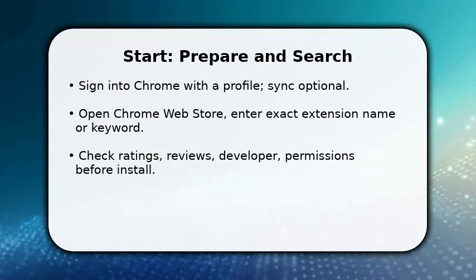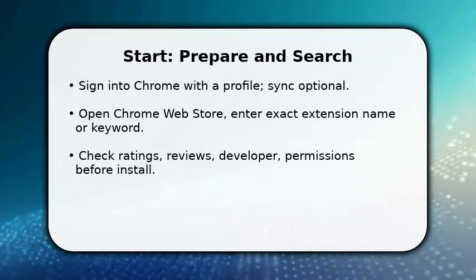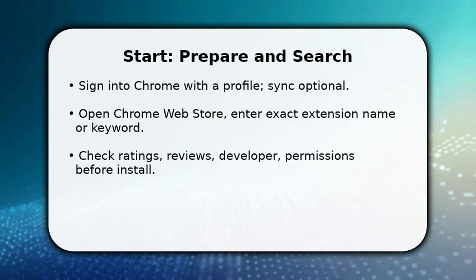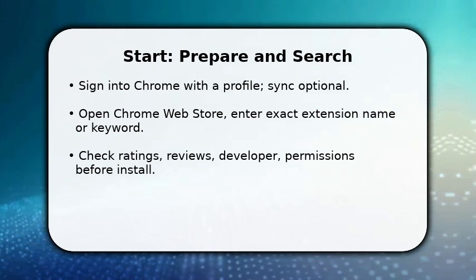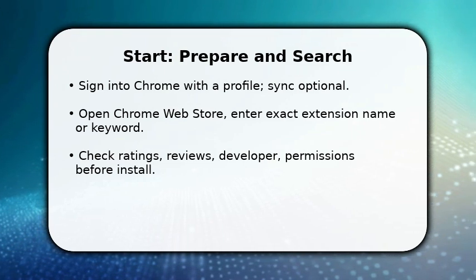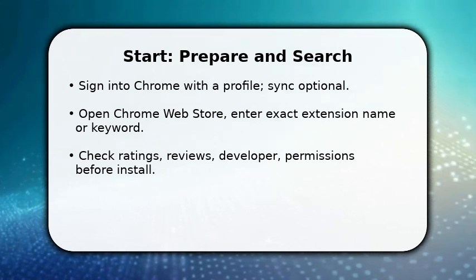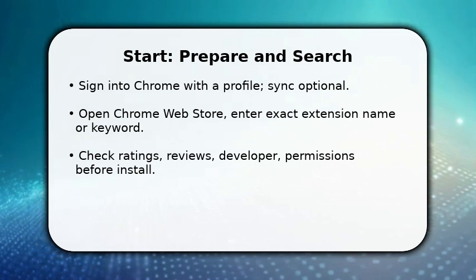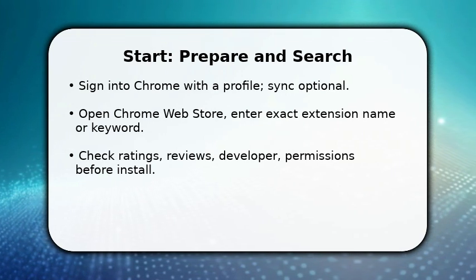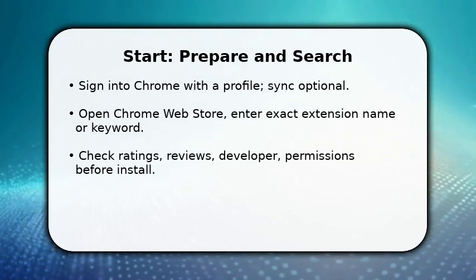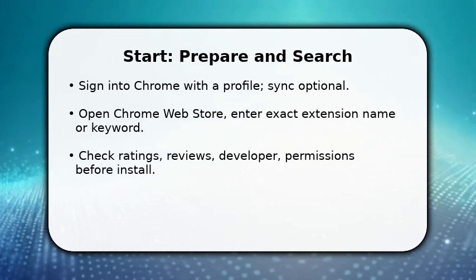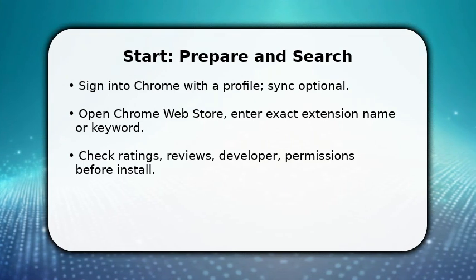You're ready to add an extension. First, sign into Chrome so settings and permissions tie to a profile. Once signed in, open the Chrome Web Store and search for the exact extension name or a clear keyword. Make sure to inspect ratings, number of users, and recent reviews. This tells you reliability. Also check the listed permissions to avoid surprises. When you see the correct listing, pause and confirm the developer. Once done, you're set to proceed with installation.